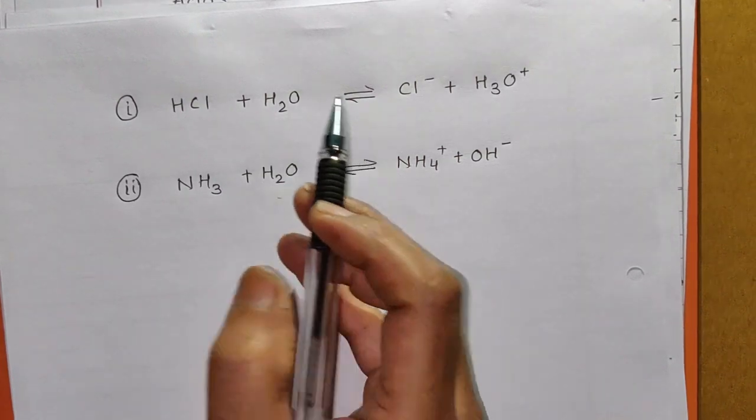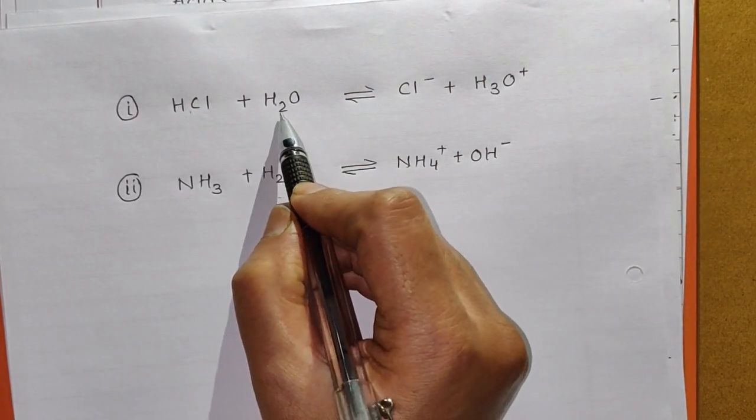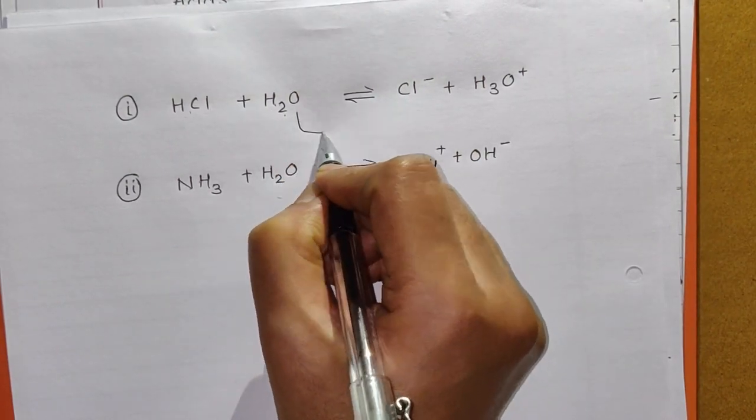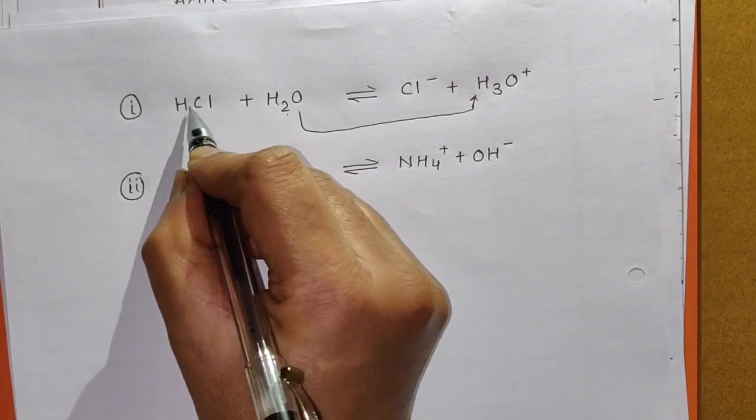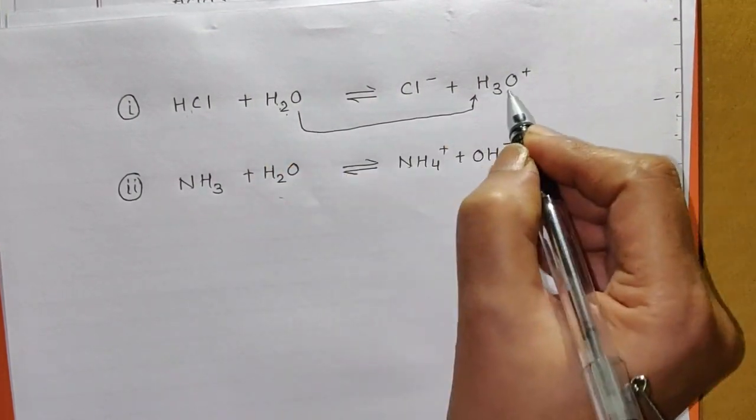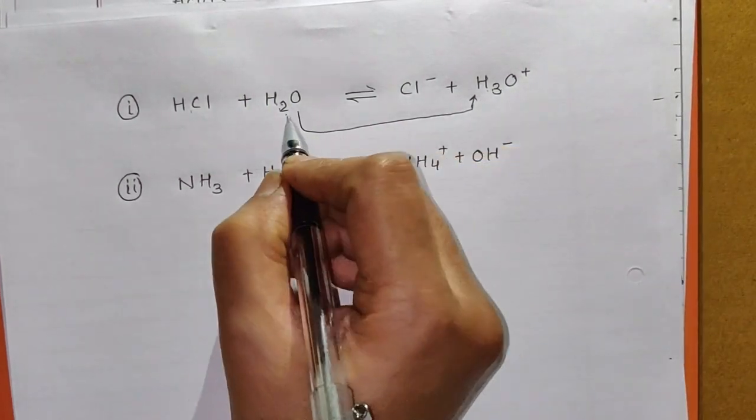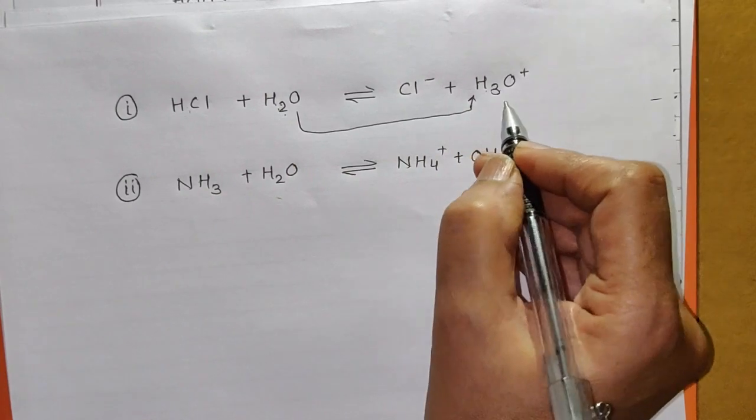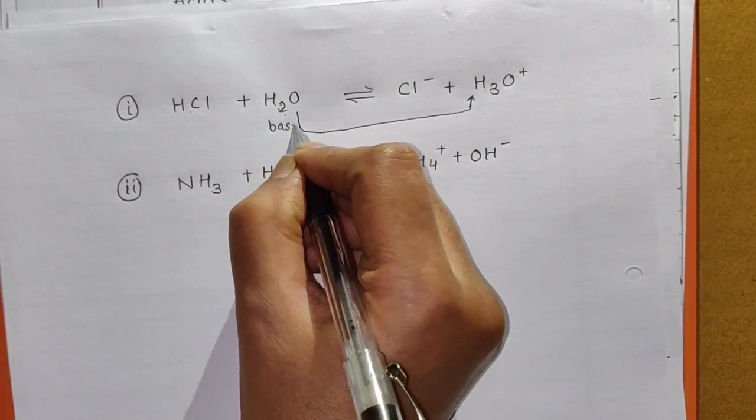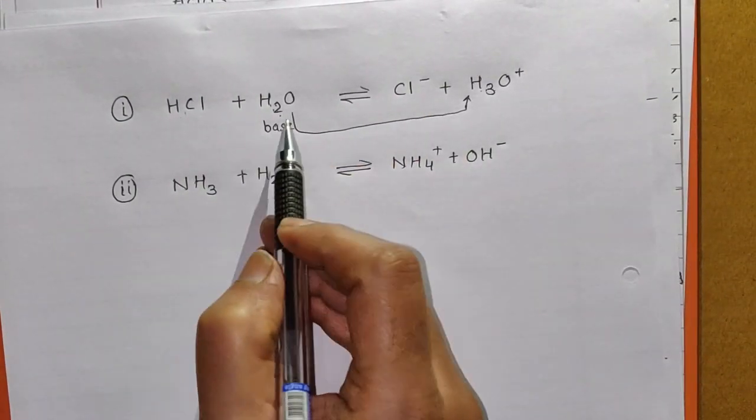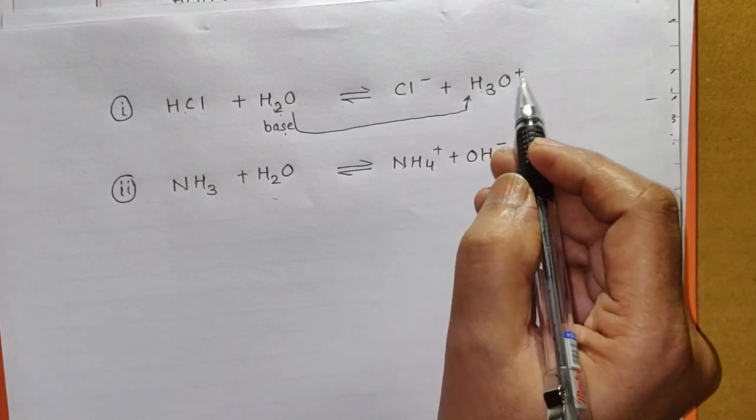Here in the forward reaction, water reacts with HCl and H2O, that is water, is converted into H3O plus. How? By accepting the proton. In H3O plus, one H plus ion is more, that is H2O has accepted a proton in this reaction. So what is H2O? It is a base. Clear? That is, by accepting proton, H2O is converted into H3O plus.